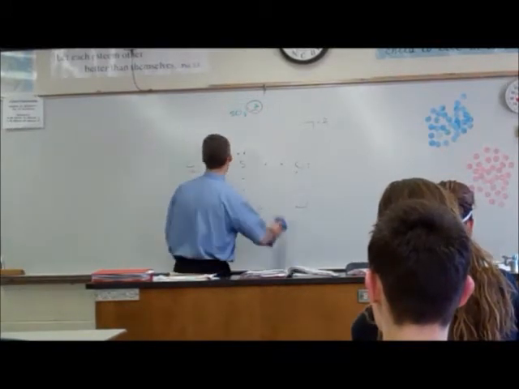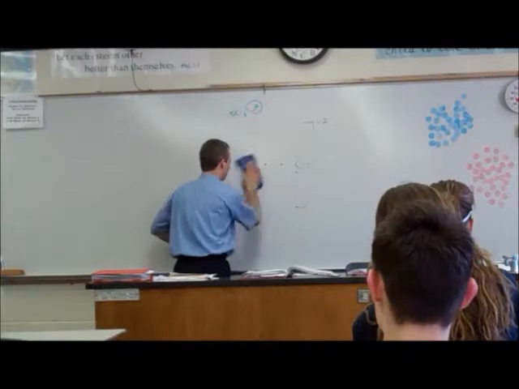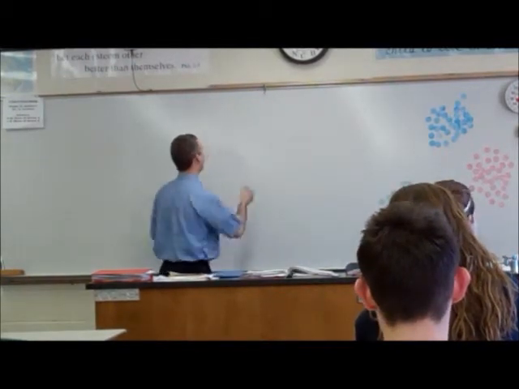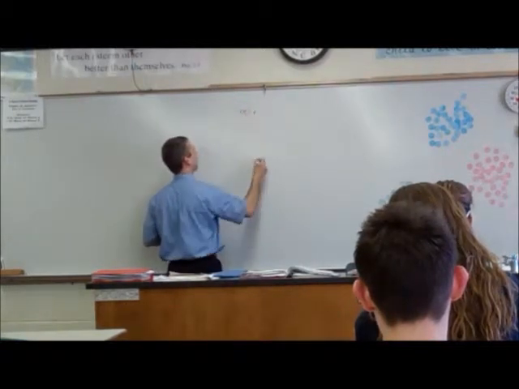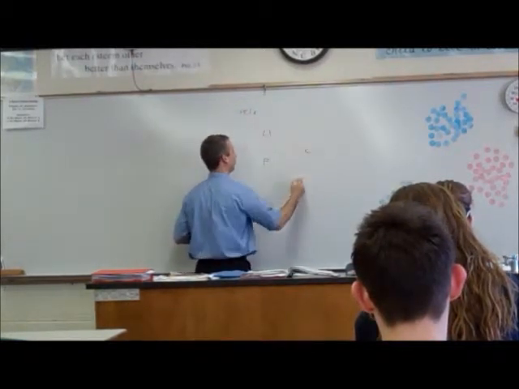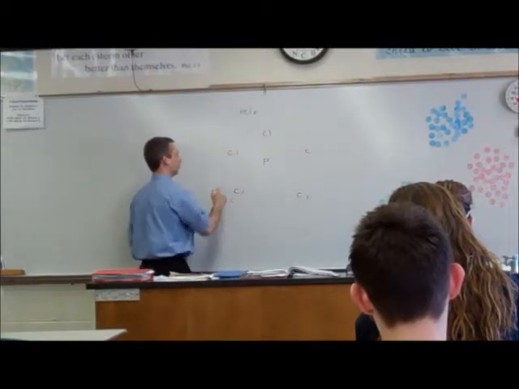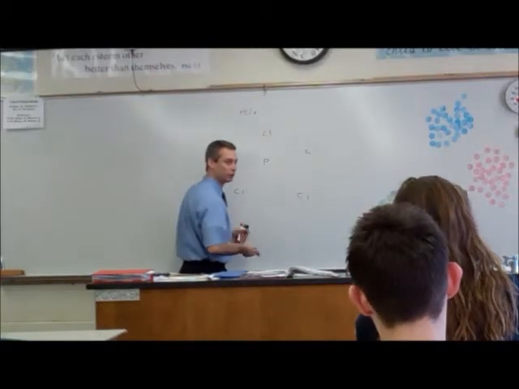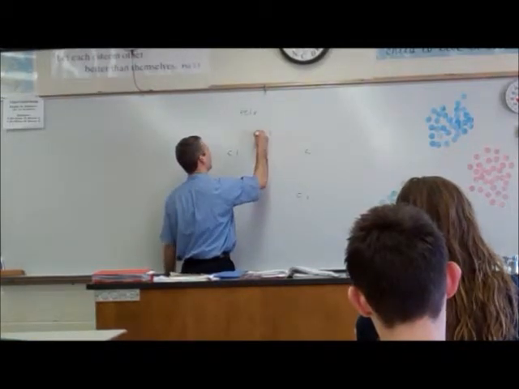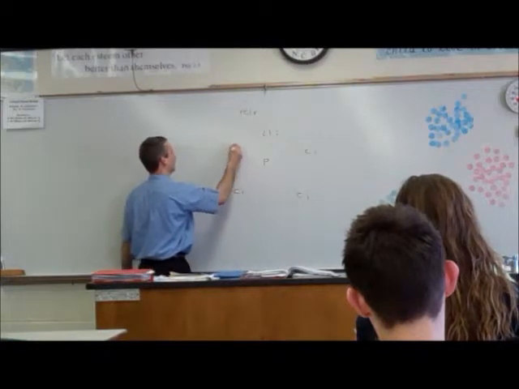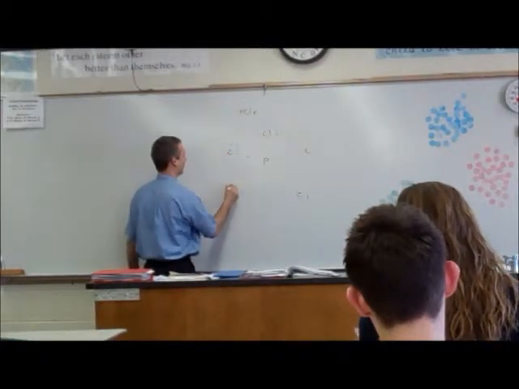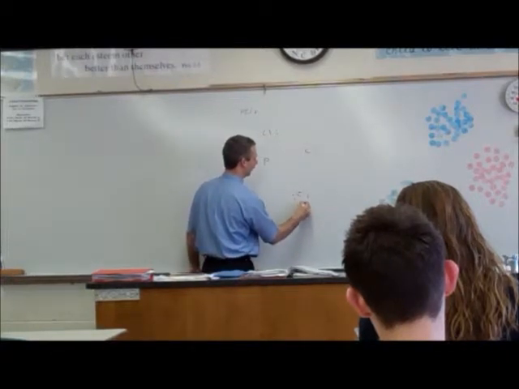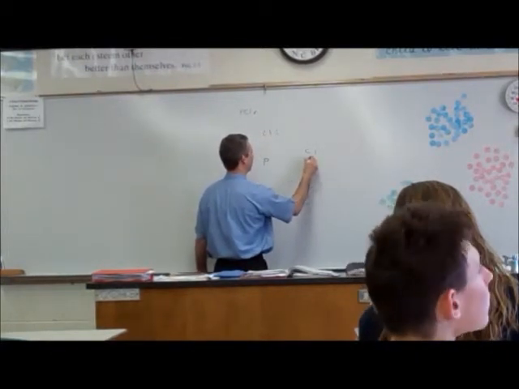All right, now PCl5. Phosphorus in the center, 5 chlorines distributed around there. Chlorines have how many valence electrons? 7. 1, 2, 3, 4, 5, 6, 7. 1, 2, 3, 4, 5, 6, 7. 2, 3, 4, 5, 6, 7.